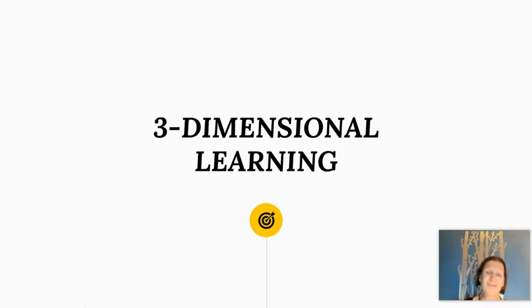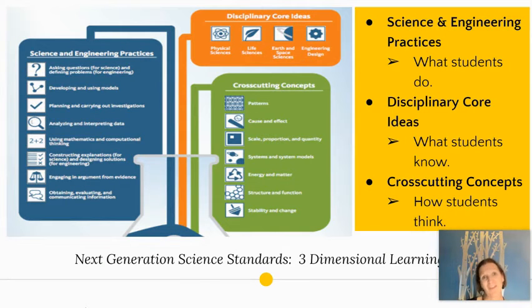We use something called three-dimensional learning in science class, and this comes from the Next Generation Science Standards. So, in the Next Generation Science Standards, which Colorado has adopted, we focus on three things. We focus on science and engineering practices, so those are listed over here. Those are what the kids are actually doing to figure out science.